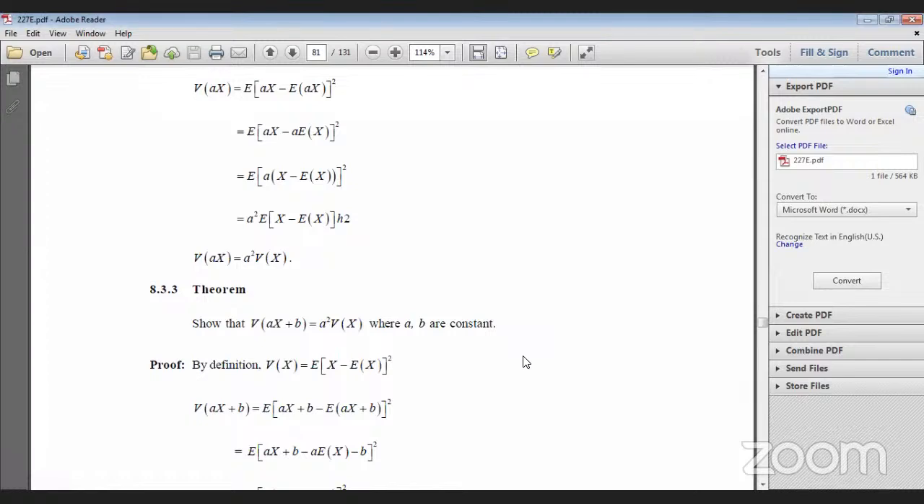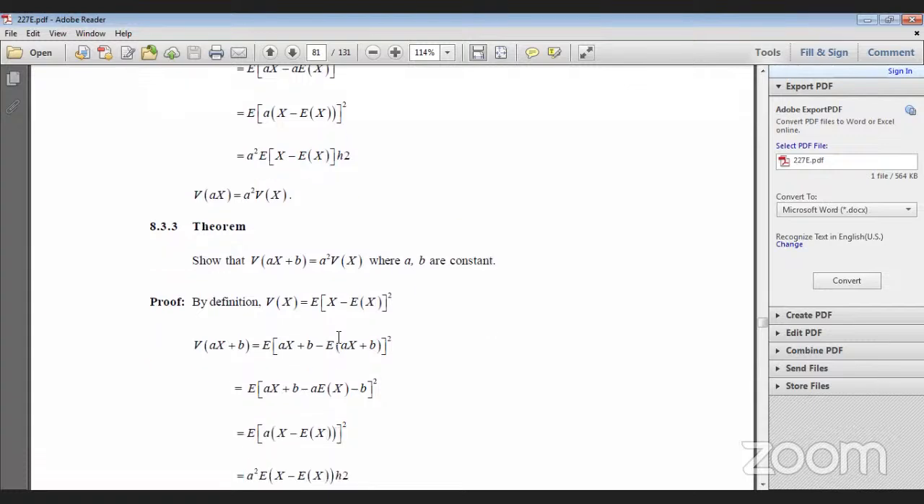Then another theorem we have to learn here. Show that V of ax plus b is equal to a square V of x, where a, b are constants. By definition, V of x is E of x minus E of x whole square. So V of ax plus b I'm applying here: E of ax plus b minus E of ax plus b whole square. In place of x I'm taking ax plus b.